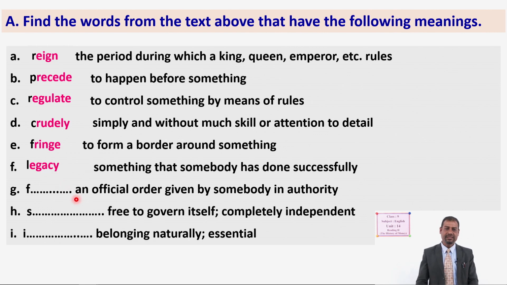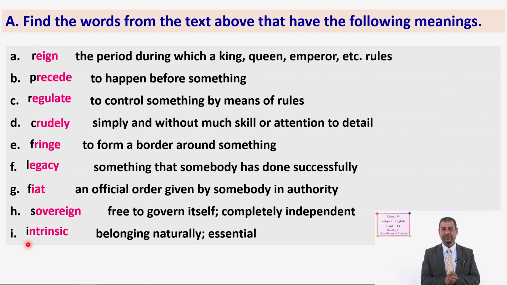Another meaning we have is something that somebody has done successfully. What is the correct word? Legacy. Next, an official order given by somebody in authority. What is the correct word? All right, you are correct. Fiat. Next one we have is free to govern itself, completely independent. What is the correct word? Yes, you are right. That is sovereign, S-O-V-E-R-E-I-G-N, sovereign. The last we have is belonging naturally, essential, and the word begins with I. What is the word? You are correct, intrinsic.